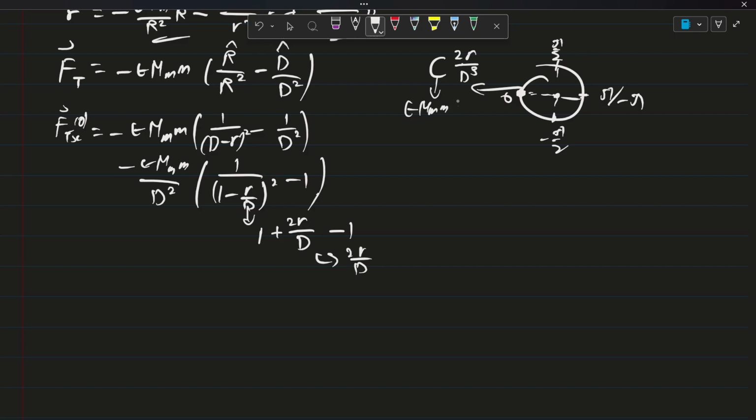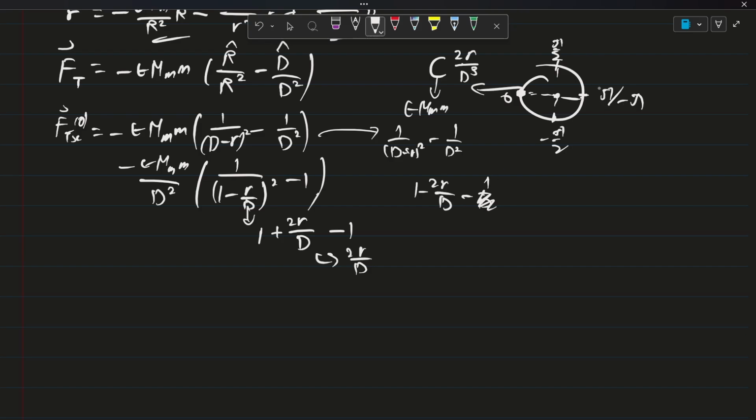And let's also try to consider the one on the right, because it's quite symmetrical. You could observe that it will just change this value into 1 over d plus r, squared, minus 1 over d squared. You can do the same thing. It would give you 1 minus 2r over d, and subtract this by 1.